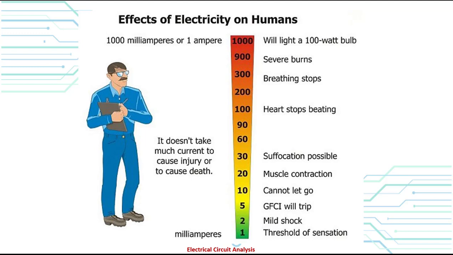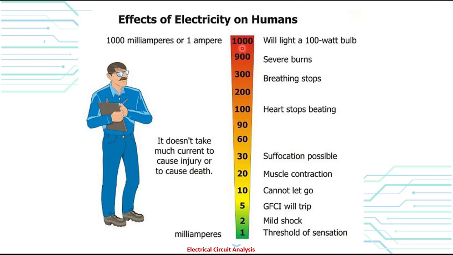Now, effects of electricity on the human body. You can see these are the current levels in milliamperes and the effects these current levels cause on the human body. So 1 milliampere is the threshold of sensation. You can feel some sensation in your body or on your hand if you're touching any energized circuit which has 1 milliampere of current flowing through it. Around 30 milliamperes, it's possible that you might suffocate. You will stop breathing. Above 90 milliamperes of current, it's dangerous.